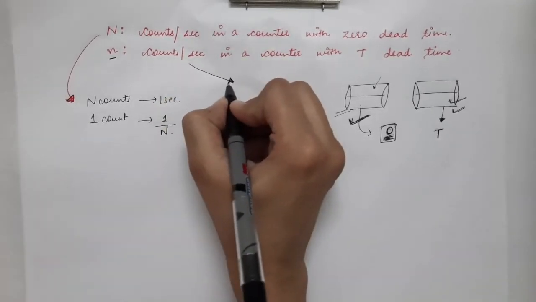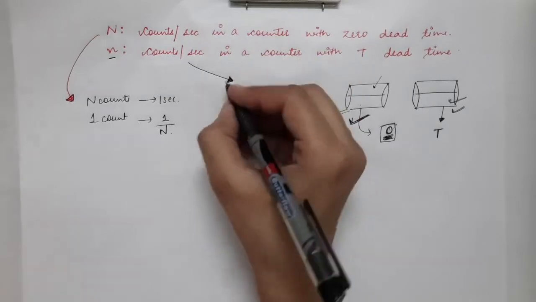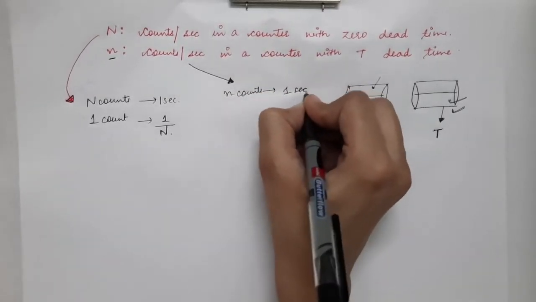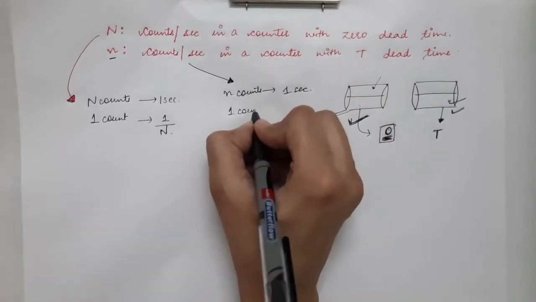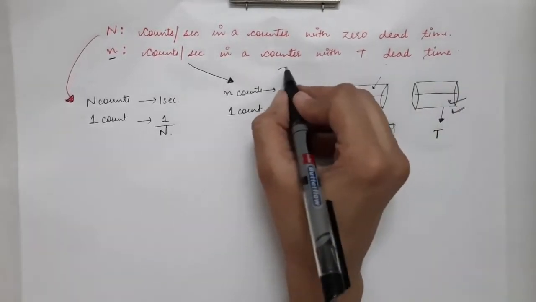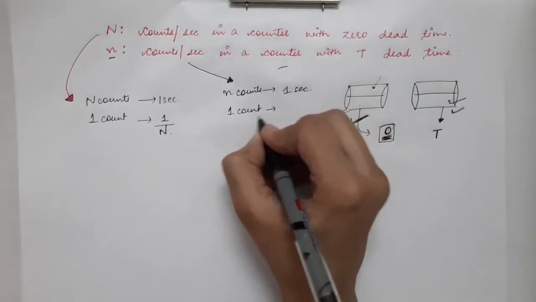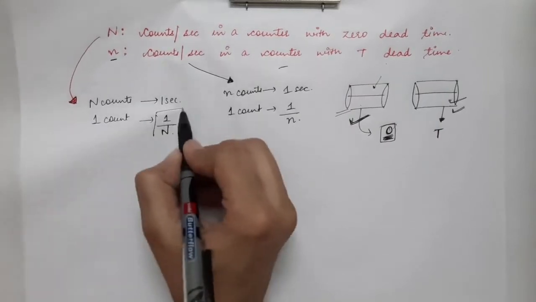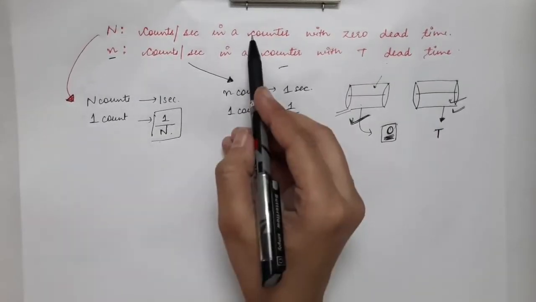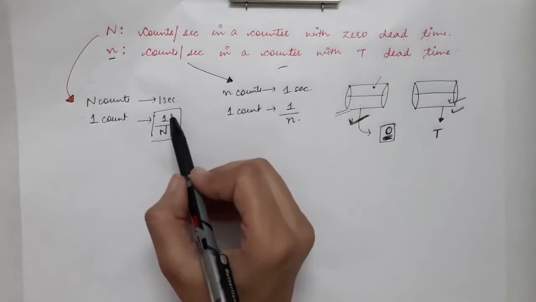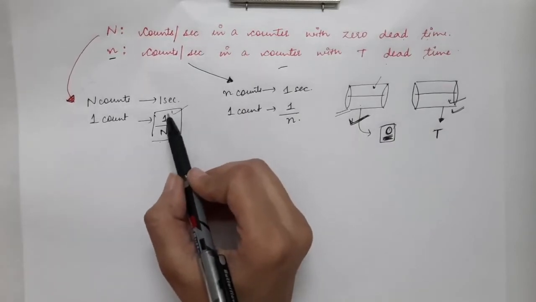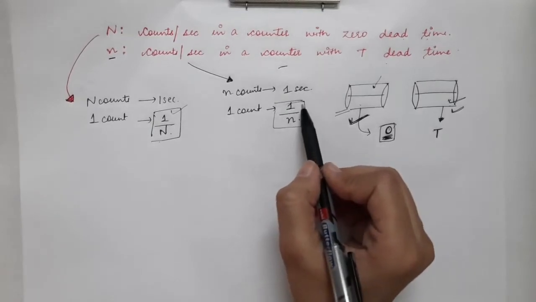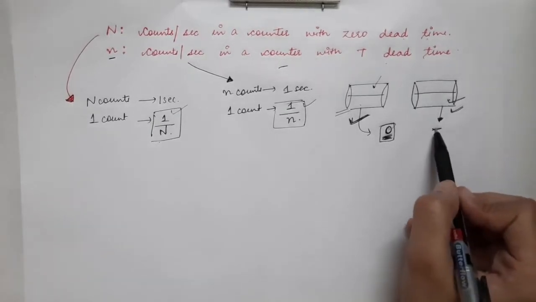Similarly, in the case of the second GM tube, if there are small n pulses counted in 1 second, meaning one count for the second GM tube will take 1 by n seconds. So this is the time taken by the first GM tube with 0 dead time to count one pulse, and this is the time taken by the second tube to count one pulse, which has a dead time of capital T.